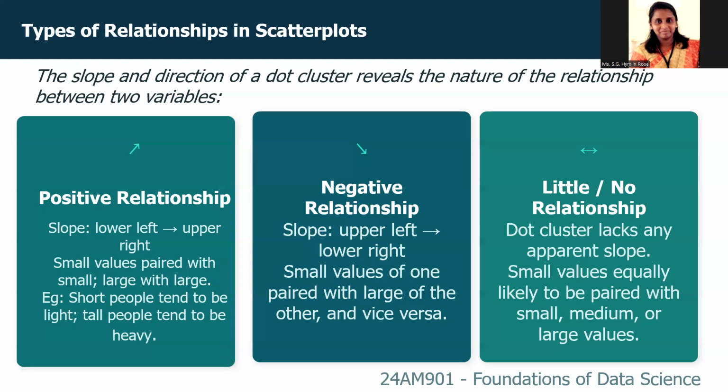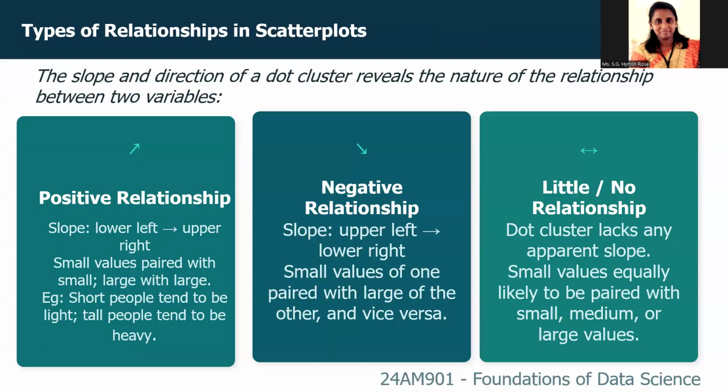Large values of one variable tend to be paired with small values of the other. As one variable increases, the other tends to decrease. For example, as the number of hours spent watching television increases, what about your GPA? GPA might decrease. So it is a negative relationship.